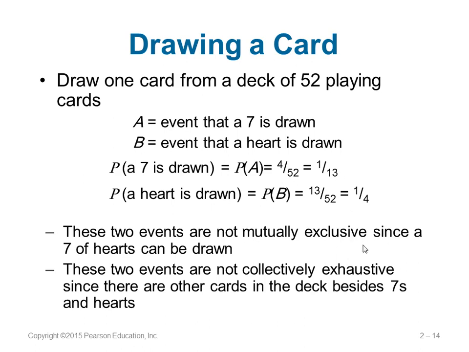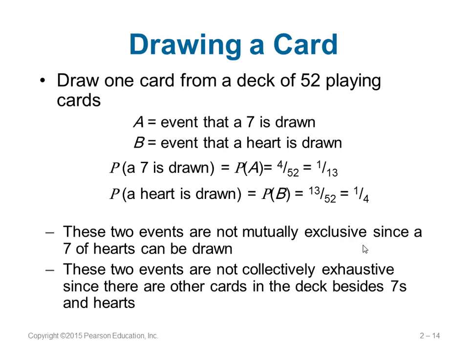So there are 4 sevens inside the deck of 52, 4 cards which contain 7. So the probability of getting A, which is that a 7 is drawn, is 4 by 52, which is equal to 1 by 13. Heart: there are 13 heart cards inside the deck of 52. So the probability that a heart is drawn is 13 by 52.